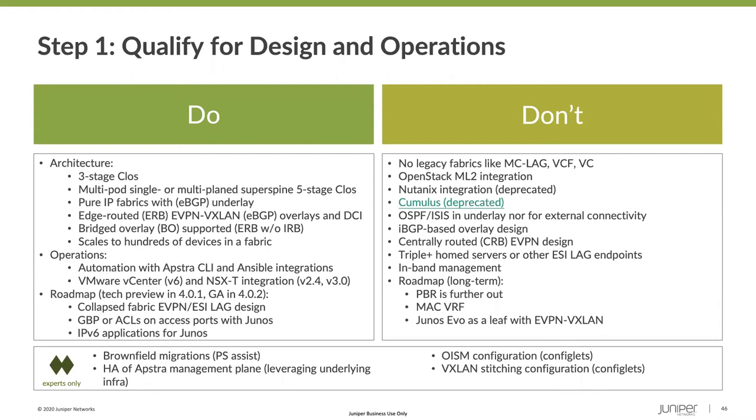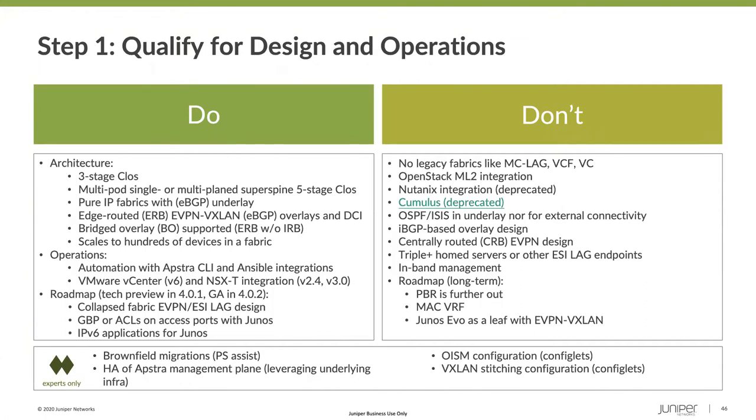For the underlay, as mentioned, we do eBGP, not OSPF or any link-state database routing protocol. That also goes for iBGP. eBGP only. And not CRB, because we want to do the VXLAN routing on the leaves, so that's by design. And for very complex multi-homed servers, we don't support the extreme ones. We do support up to three ways of connecting a server for redundancy, but not more.